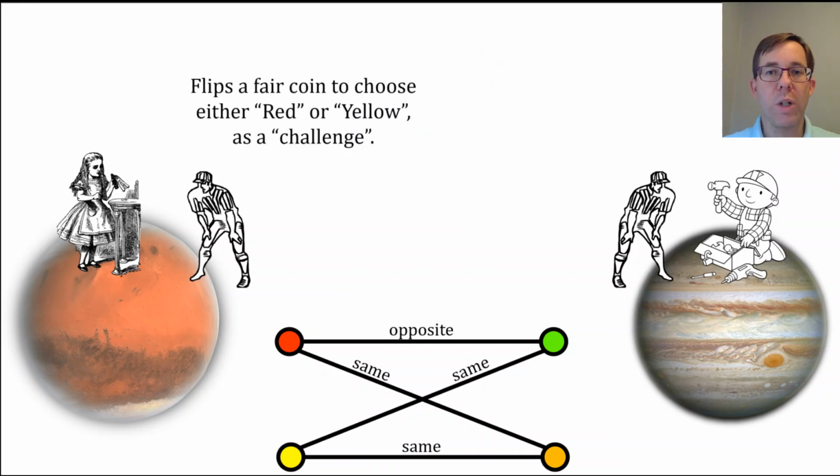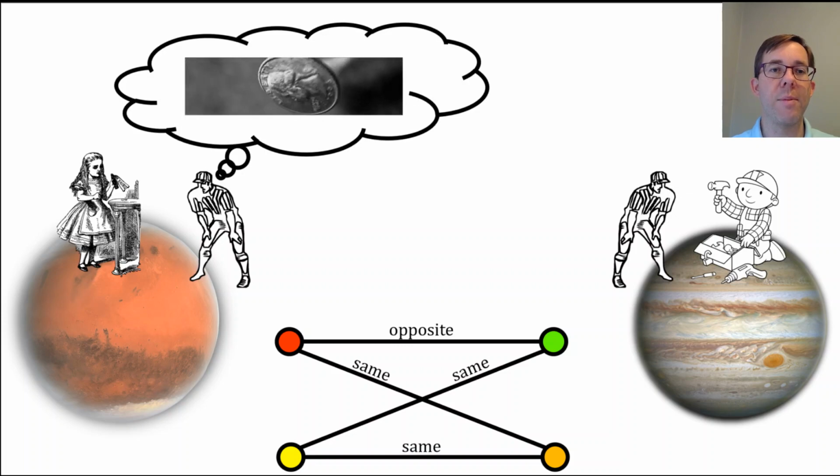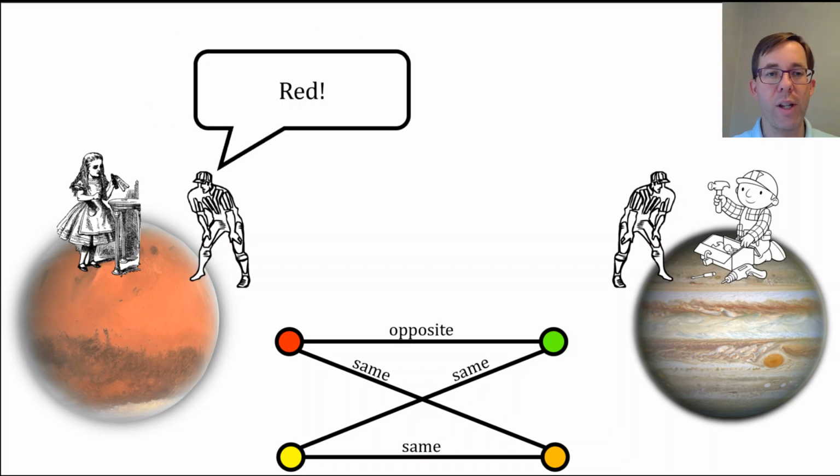And here's what the referees are going to be instructed to do. Okay, so the magic trick works like this. Alice's referee is supposed to flip a fair coin, just get a regular coin out of his pocket, flip it, and based on the outcome, he's going to issue Alice a challenge. And that challenge will be either red, let's say if he gets heads, or yellow, let's say if he gets tails. Okay, so he flips it, and it comes down heads or tails. And based on that, he exclaims to Alice, red, or perhaps yellow.